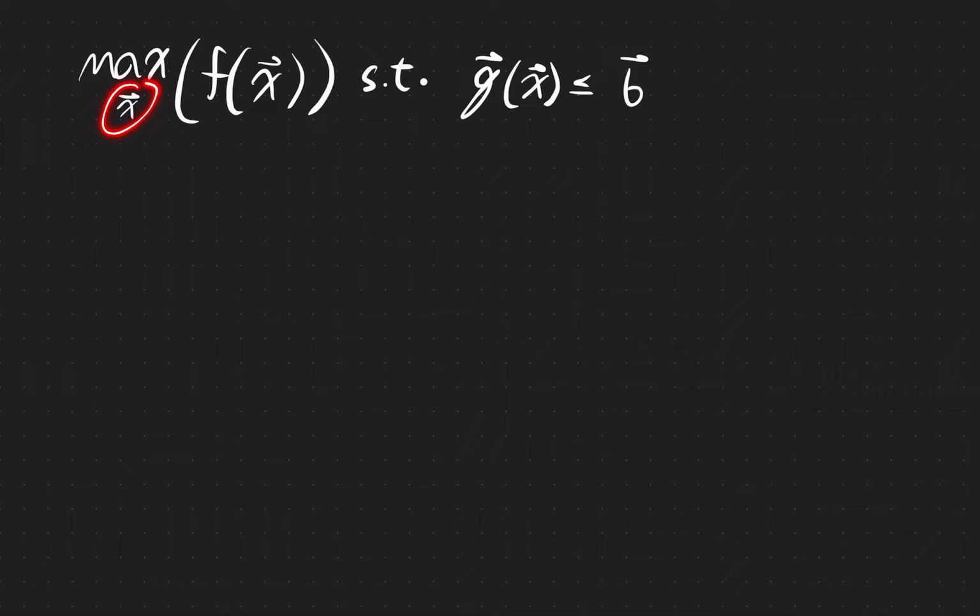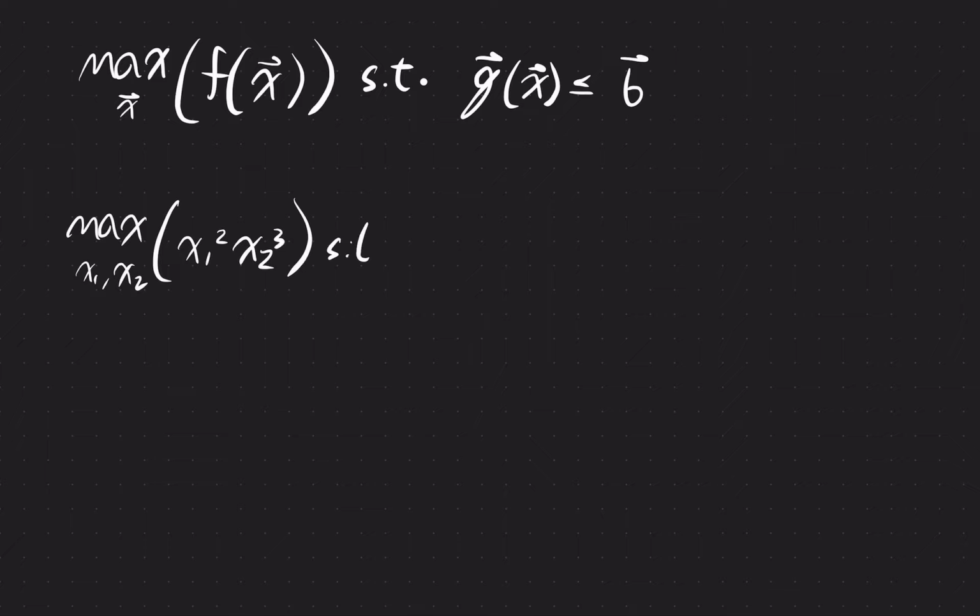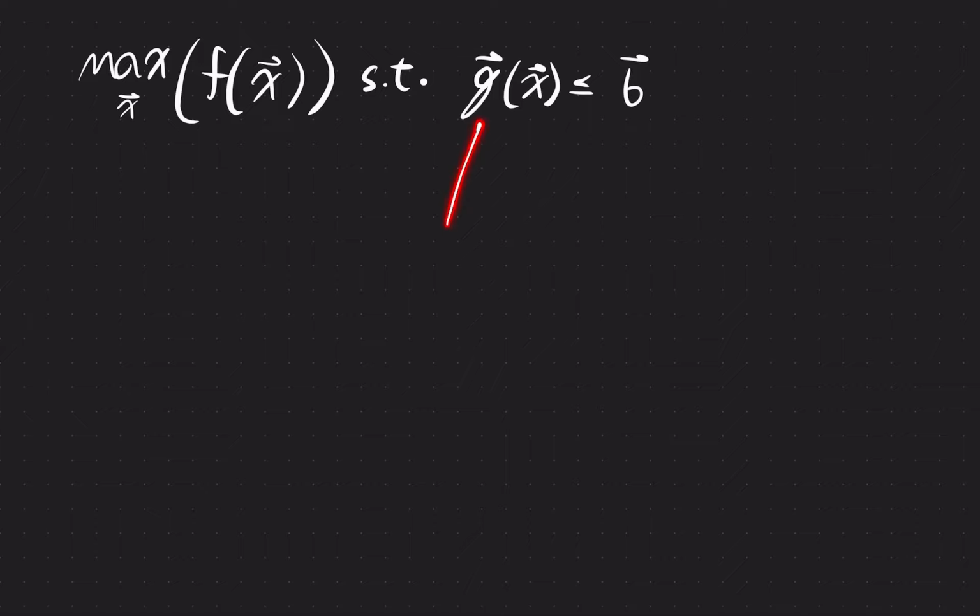So we're choosing a vector of x's that maximizes this function of x's subject to this constraint holding on the x's. For example, it might be something like max over x1, x2 of x1 squared x2 to the third, subject to, say, x1 plus x2 squared less than or equal to 10. That's what one of these problems might look like. In that case, there were two x's in our vector, and there was only one constraint.